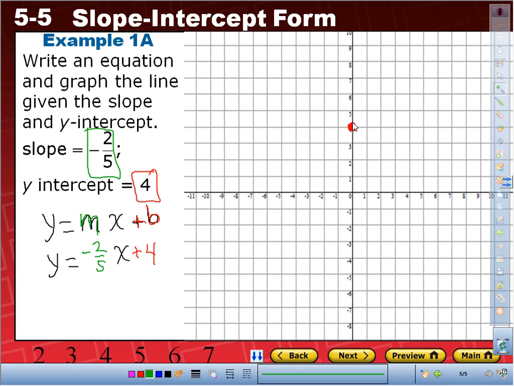From here, I'm going to do 1, 2, and then 1, 2, 3, 4, 5. I land there and I plot my point. From that point, I do it again. 1, 2, 1, 2, 3, 4, and 5. And I plot my other point. Once I have those points, all I have to do is graph my line. I'm going to graph that with a red line through those points, nice and straight.